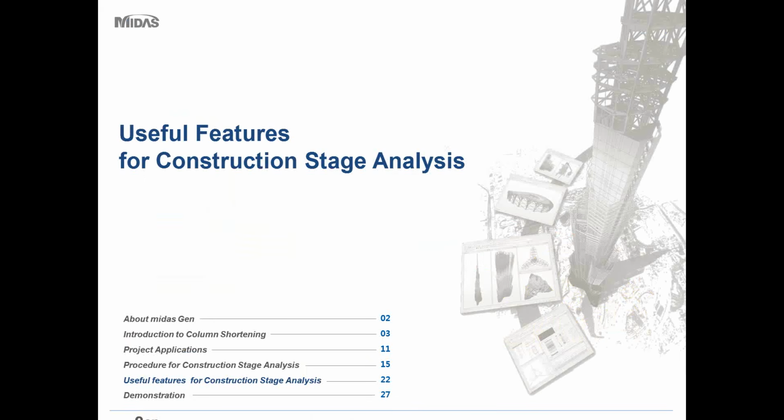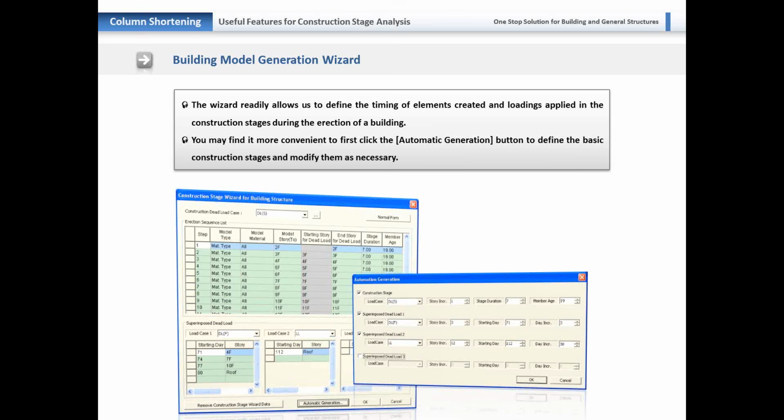Let me now very briefly discuss some useful features that Midas has for construction stage analysis that set it apart from other softwares in the market. We have a building model generation wizard specifically for the construction stages. This allows for very quick generation of different construction stages. So you may find it more convenient to just go for an automatic generation. However, if you want to manually enter the construction schedule, even that can be done using the Excel type input window that is available within Midas Gen.